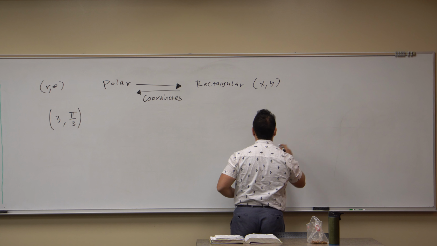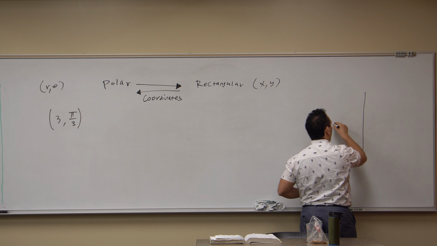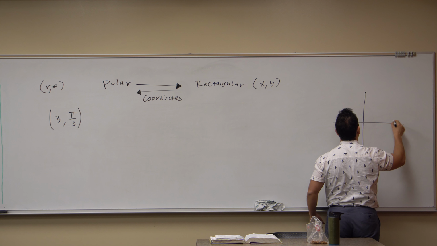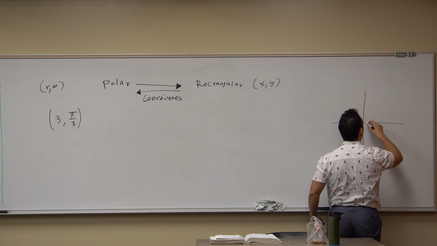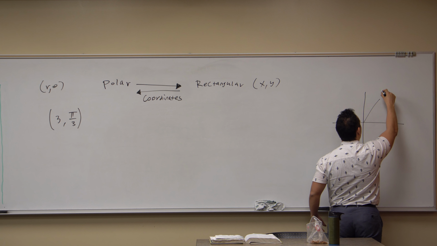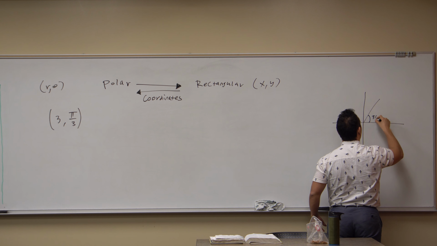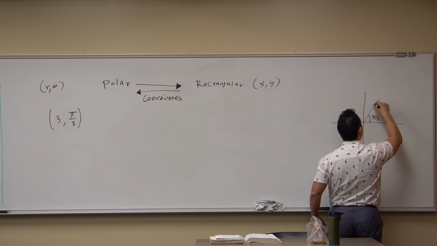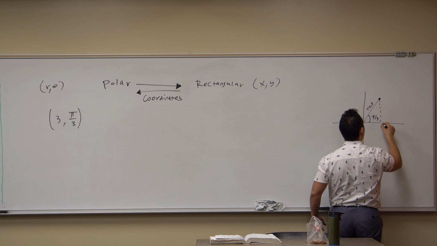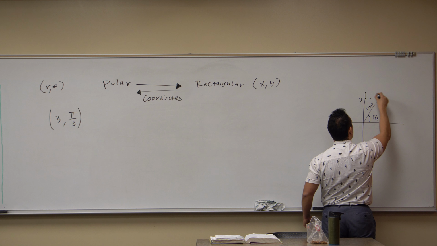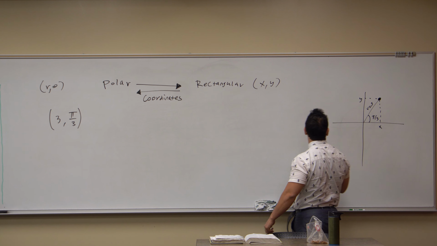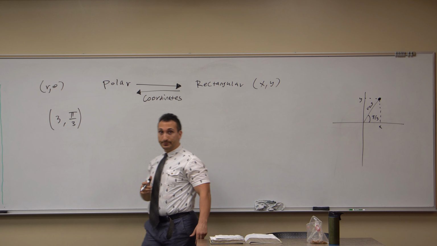So let's draw it out here. In terms of the unit circle, we're given r is 3, the angle is pi over 3. So we're over here at pi over 3. Theta is pi over 3. And this distance here, r, is equal to 3. What location in terms of x and y is this? Okay, that's what we want to know. What is the x and y location of that point?